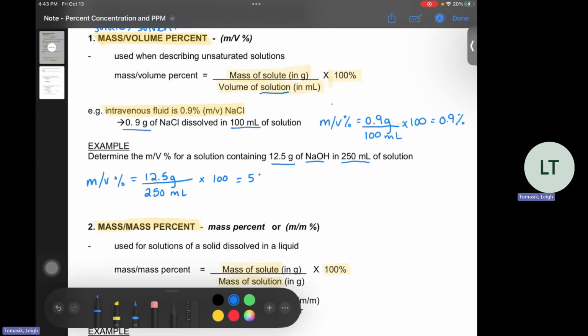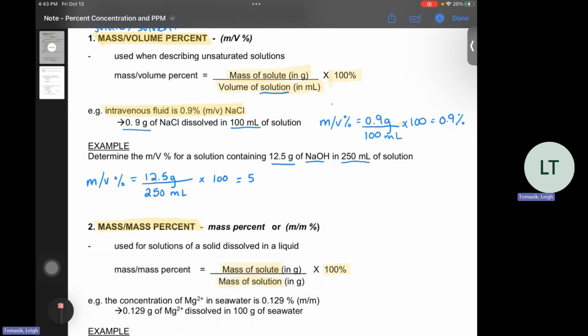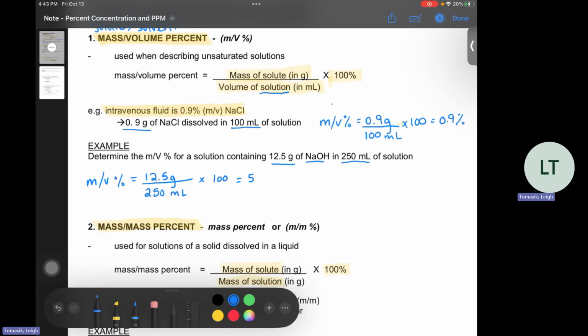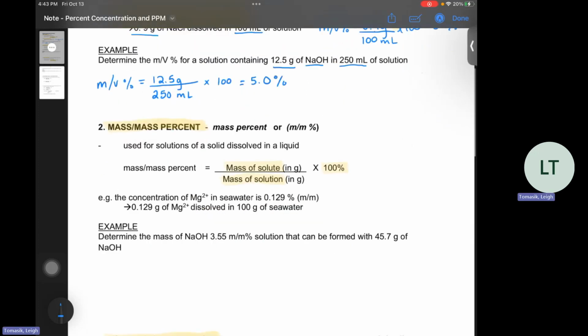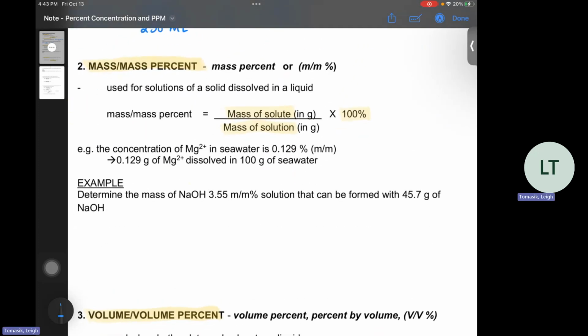Now we have to consider significant figures here. 12.5 has three significant figures, 250 only has two, so I would call this a 5.0% solution. Okay, that was super easy, right? Mass to mass percent: we take the mass of the solute in grams, divided by the mass of solution in grams, and times 100%.